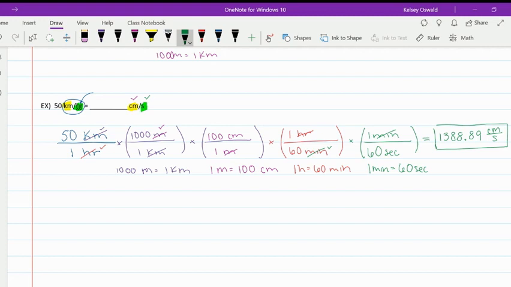Okay? So if you have something where you have two units that you need to convert, make sure that you're converting one at a time. So decide who you want to convert first and focus on that unit. And then once that one is done, then focus on your other one.